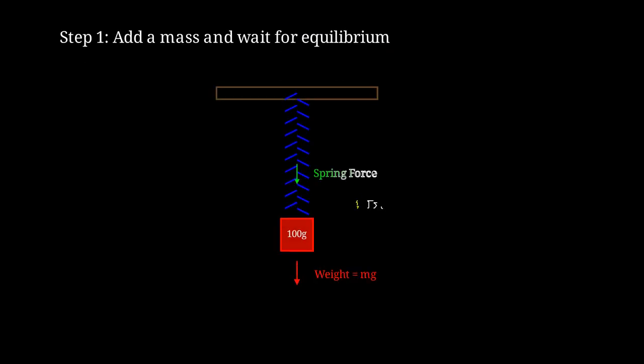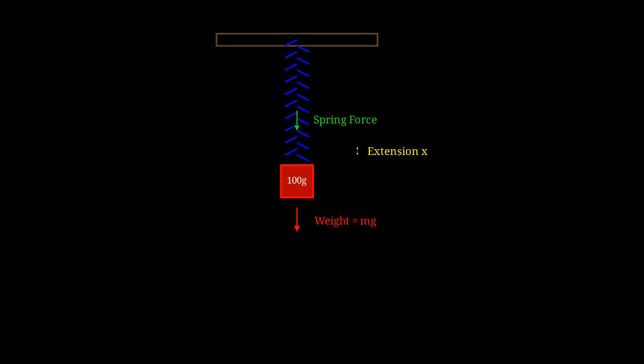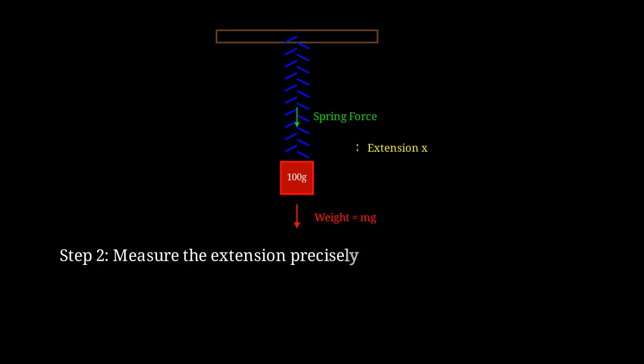At equilibrium, two forces balance perfectly. The downward weight force, which equals mass times gravitational acceleration, is exactly balanced by the upward restoring force from the spring. The difference between the new length and the natural length is called the extension, which we denote as x. Step 2. We carefully measure the extension. This requires precision. Hooke likely used a ruler or measuring stick positioned next to the spring.